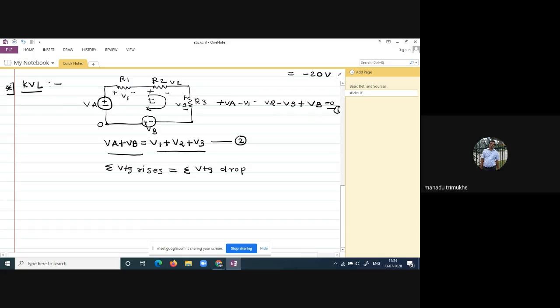So now you can see equation number 1. In equation number 1, already we have written VA minus V1 minus V2 minus V3 plus VB is equal to 0. But as per Ohm's law, we can assume here V1 is equal to I into R1, V2 is equal to I into R2, and V3 is equal to I into R3. We can assume here equation number 3.